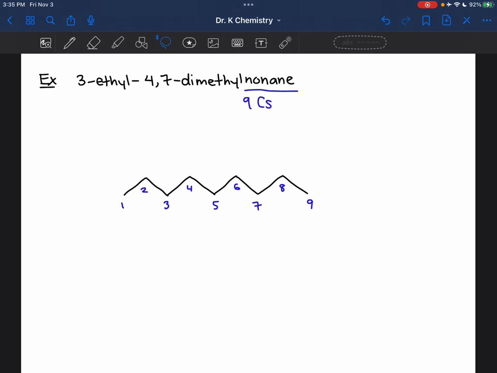Then I'll go through and figure out where to attach my substituents. We have a 3-ethyl. So on carbon 3, I'm going to add a substituent that has 2 carbons. So there's my ethyl group. And then on carbons 4 and 7, we have methyl groups. So dimethyl is telling me that we have 2 methyl groups on this molecule. So there's 1 on carbon 4 and 1 on carbon 7. And that's my 3-ethyl-4,7-dimethylnonane. So I think this direction is not quite as bad.